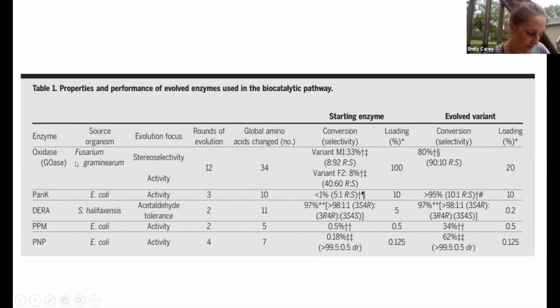What they wanted to do here was basically make the protein better using E. coli instead of this Fusarium graminearum, and GoAce was just the oxidase enzyme that they used. And the loading percent changed, but it didn't change very much. I think it changed like 5-fold. The loading percent is basically how much enzyme is needed to make the substrate do what you want it to do.